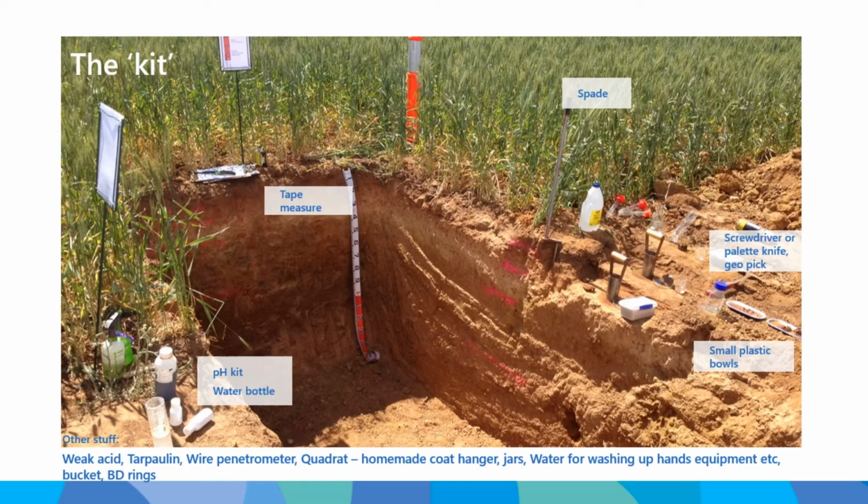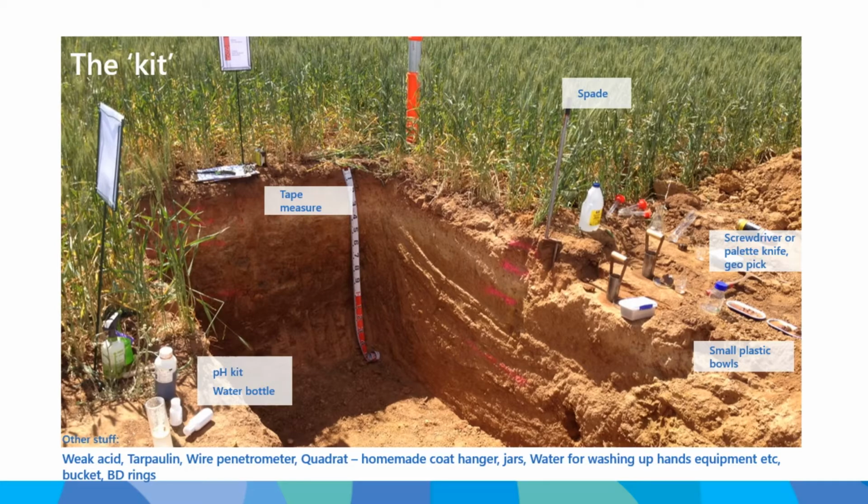You might, or you should, have something like a screwdriver, a palette knife, or in this case they have a geopick, to take to the face and cut back where the digger has smeared. And they haven't done this all the way to the bottom, and you can see the digger marks. You take that all back so that you can really see what the fabric of the soil looks like without all that smearing.